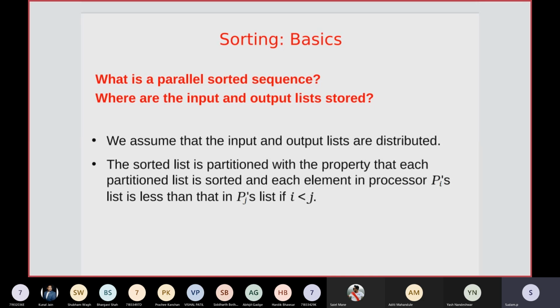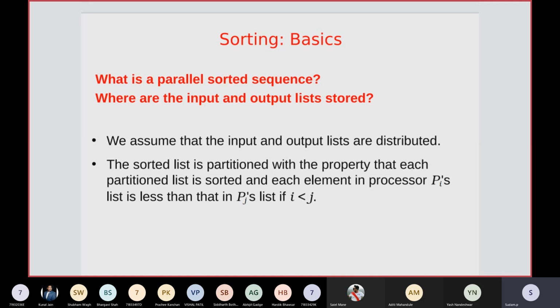And they have to arrange those elements in either ascending or descending order. In case of ascending order, P0 will have the sequence which is less than P1, and P1 will have the sequence which is less than P2, and so on. We have taken this kind of example here. The sorted list is partitioned with the property that each element in processor Pi's list is less than that in Pj's list if i is less than j. Here i is the processor ID for the first processor, and j is the processor ID for the second processor.